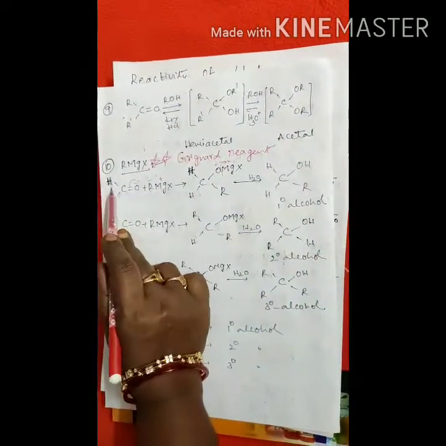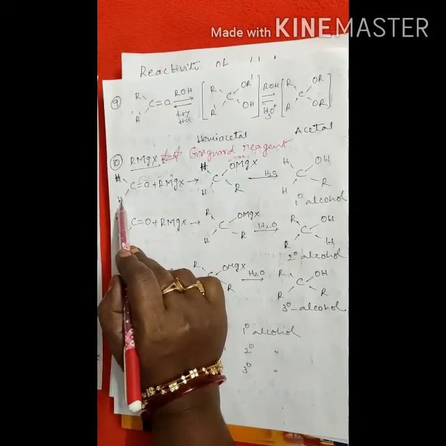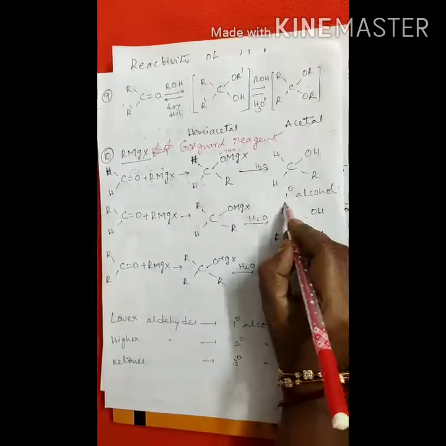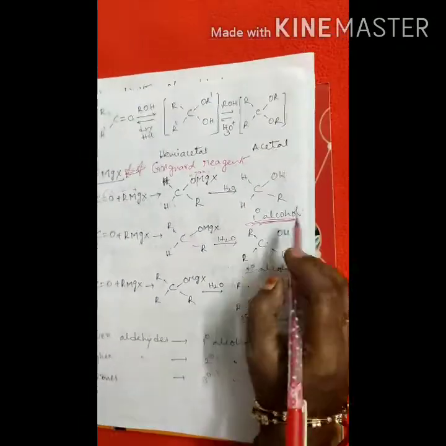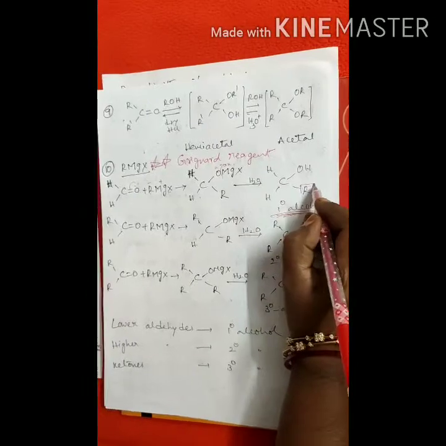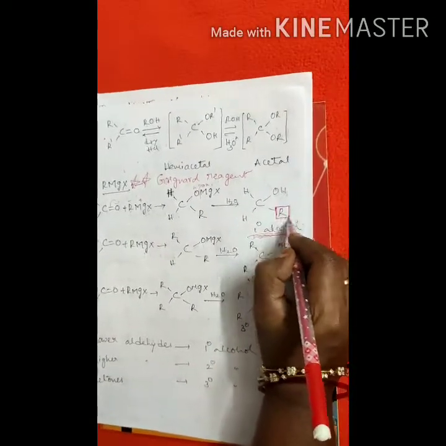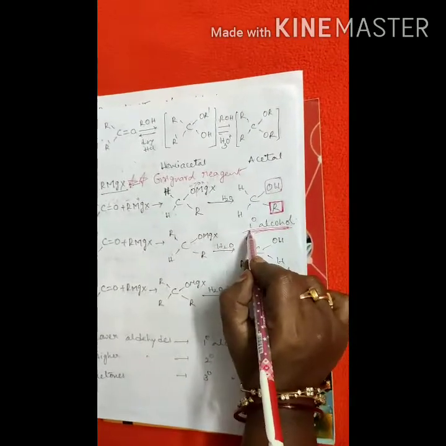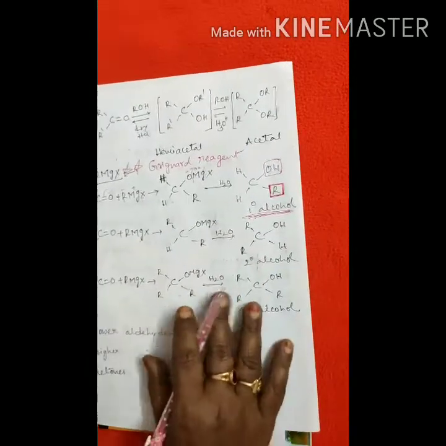Here this is HCHO, formaldehyde. Formaldehyde, on treating with alkyl magnesium halide, gives a primary alcohol. Why is it called a primary alcohol? It consists of only one alkyl group, and the alcoholic functional group is present. So that's why it is known as primary alcohol.